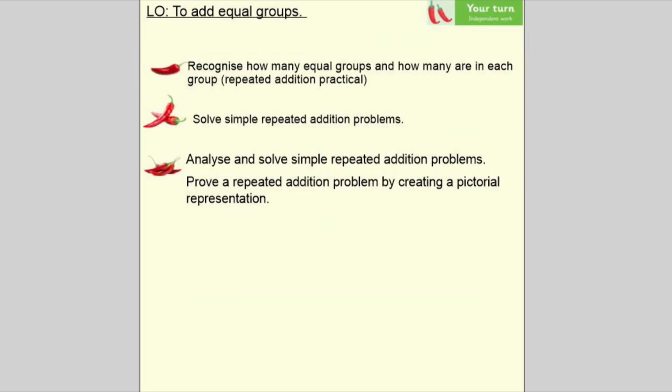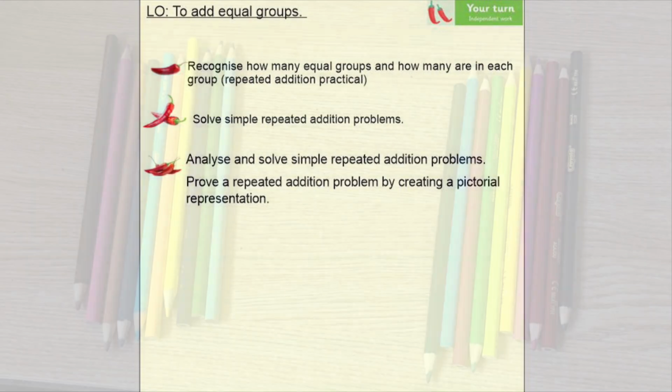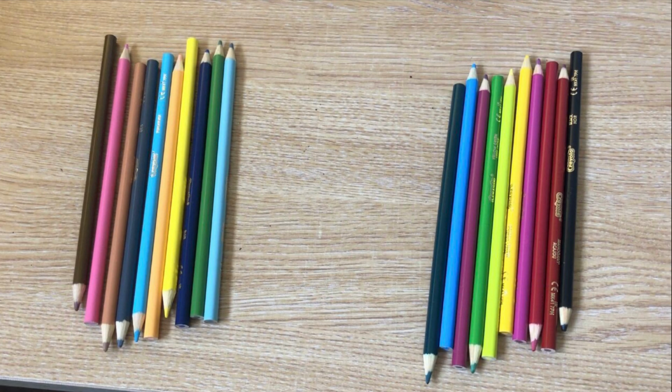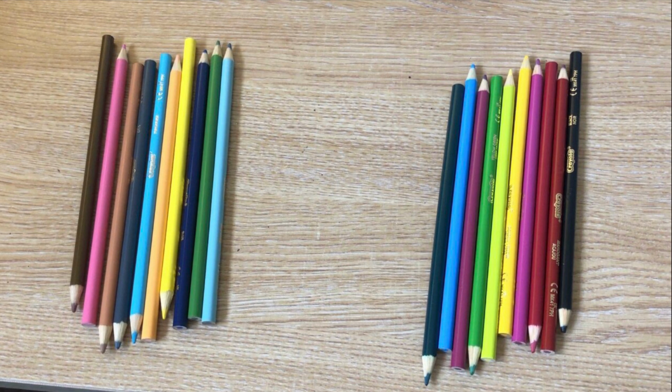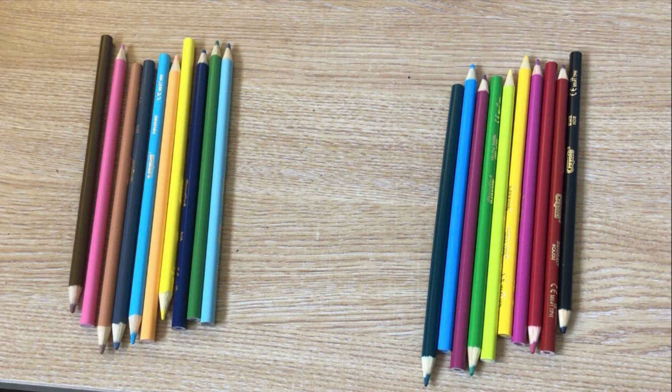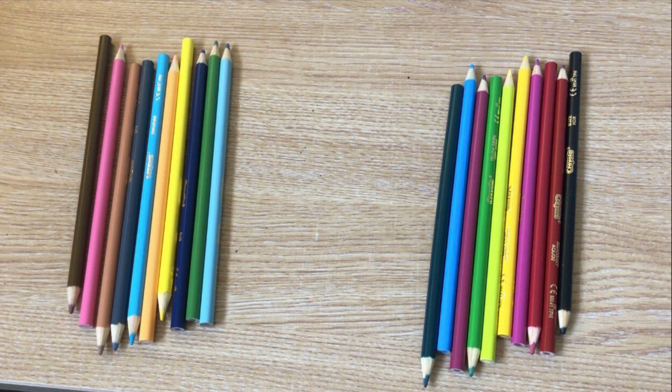Right, now let's try some of these at home. Here are your chili challenges. As always, start with chili 1 if you feel a little bit unsure about this. If you're feeling confident, start with chili 2. Chili 1 is using practical items like we did in Monday's lesson. So remember, you can use counters, Lego bricks, pens, pencils, anything you like.